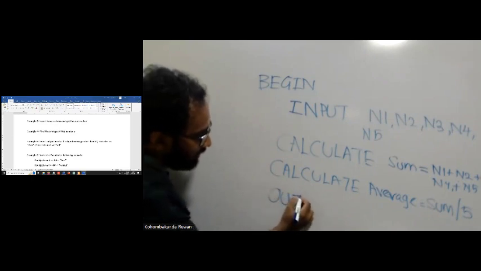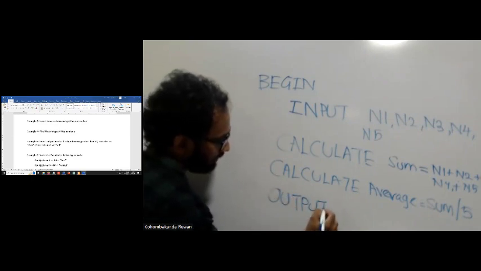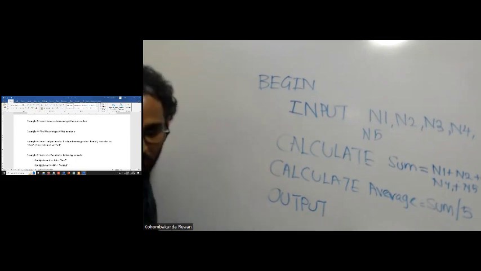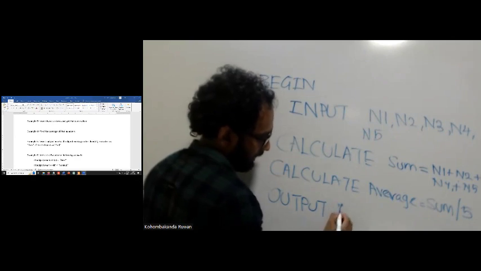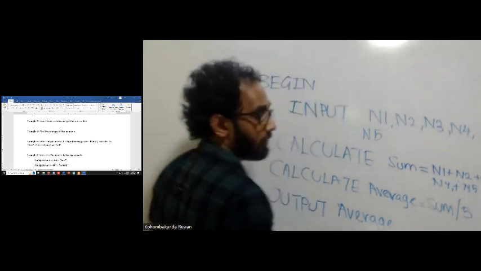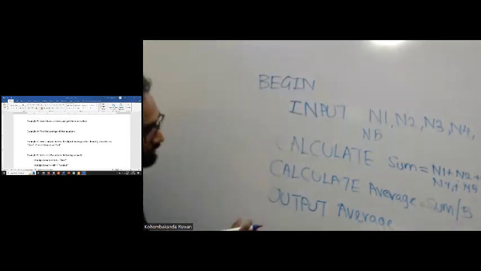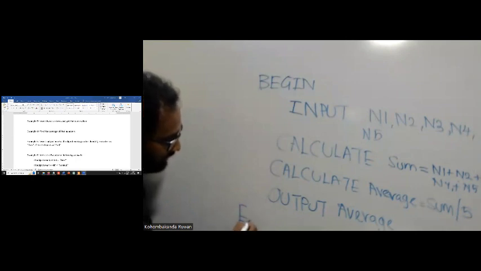Then output. Output is average, or average of 5 numbers. I will say average. Final one is end. I will write it in this place. End.